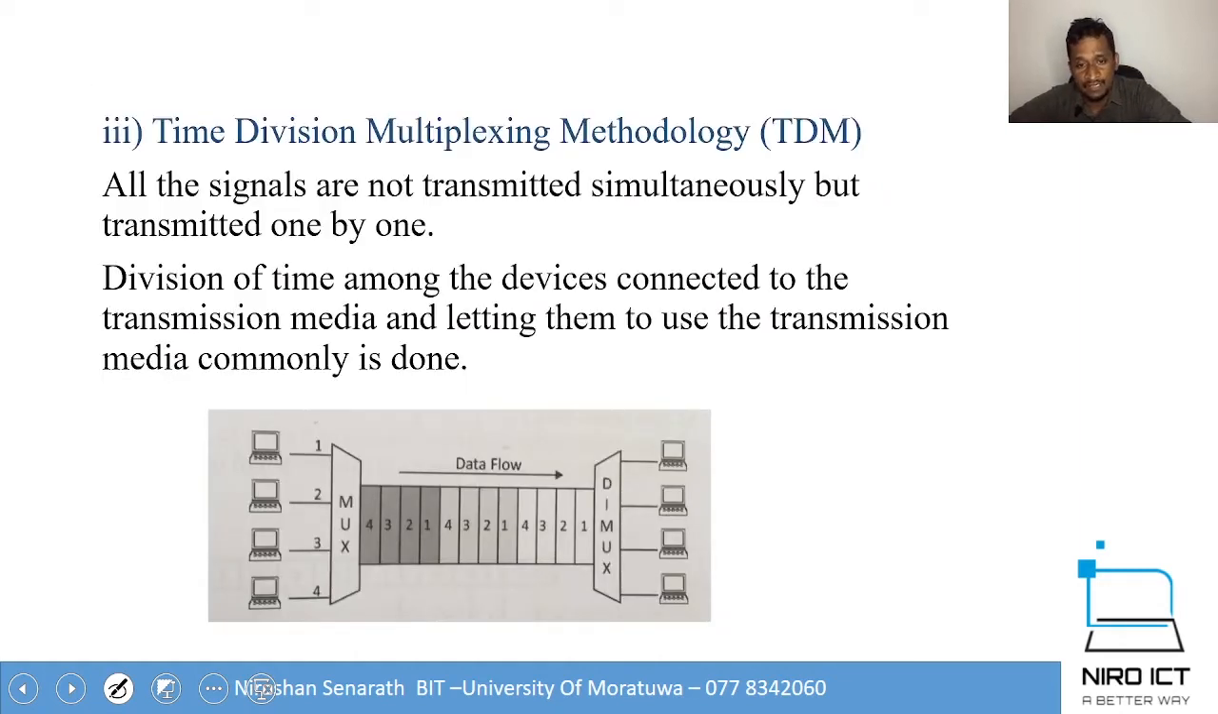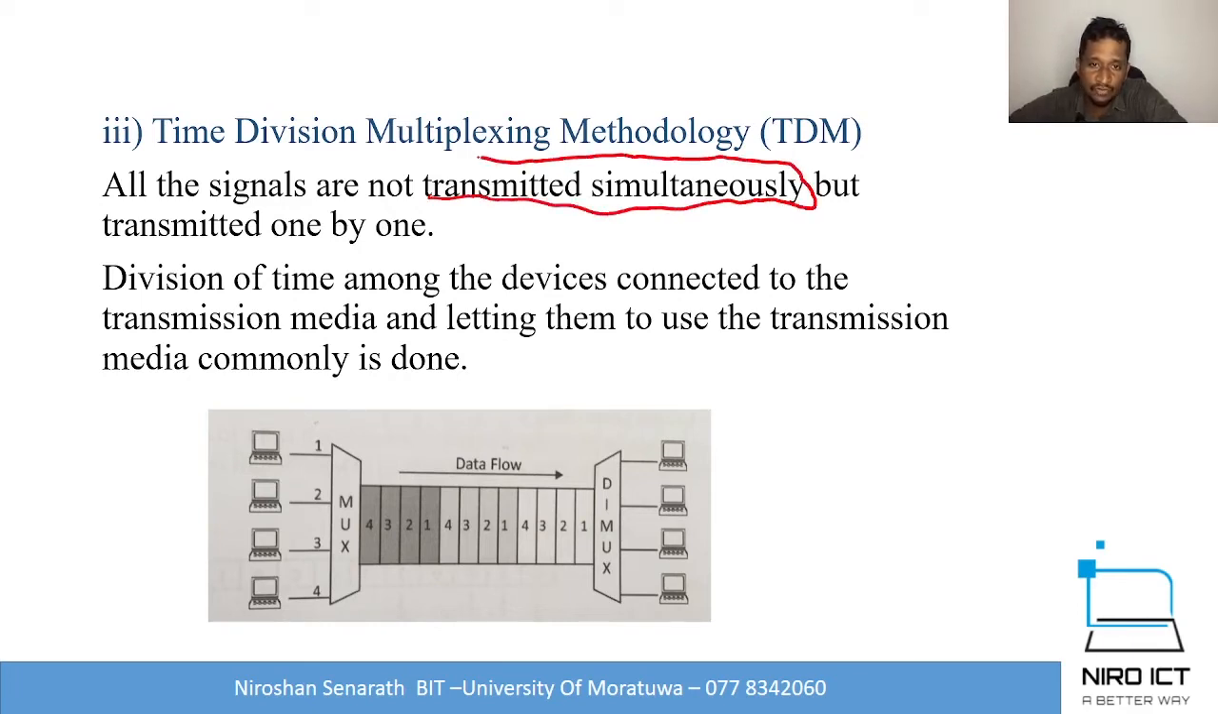And the next part is called time division multiplexing. You know that time division multiplexing is used with digital signals, and we know what a digital signal is. In here, they are not transmitting signals simultaneously. At the same time they are not transmitted, but transmitted one by one. So one is passing, and the second one is passing, and the third one is passing, like that, transmitting one by one. So it is a division of time among the devices.